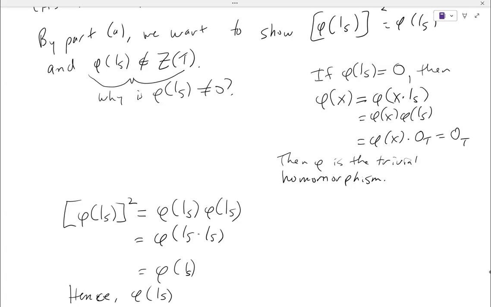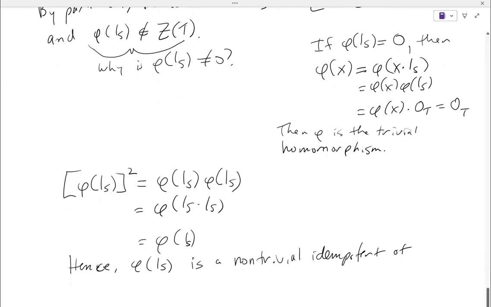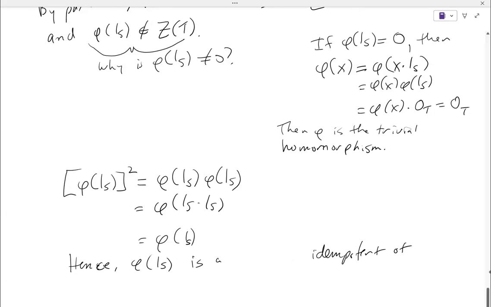Hence, we have 1 is an idempotent. Oops, I shouldn't say non-trivial. I should just say it's an idempotent of T that is not a zero divisor. Hence, it must be the identity, from part A. I keep saying non-trivial idempotent.